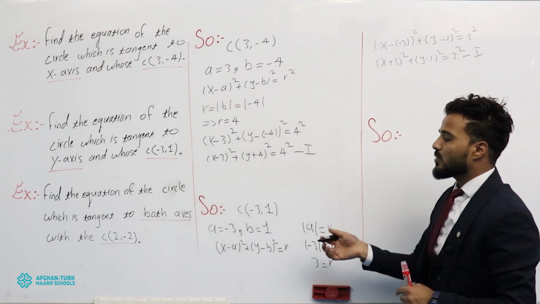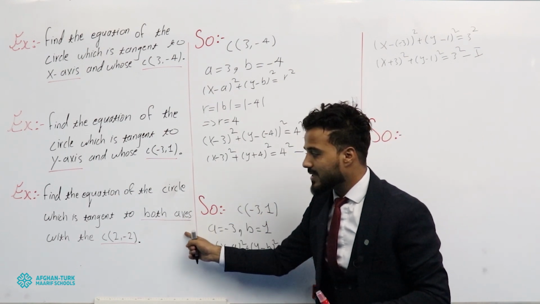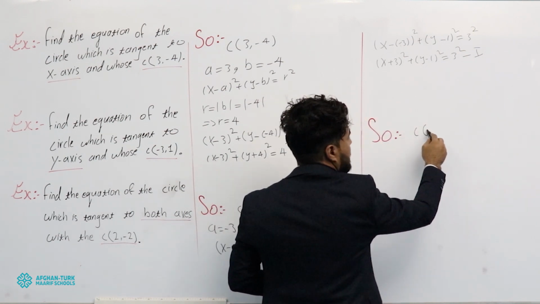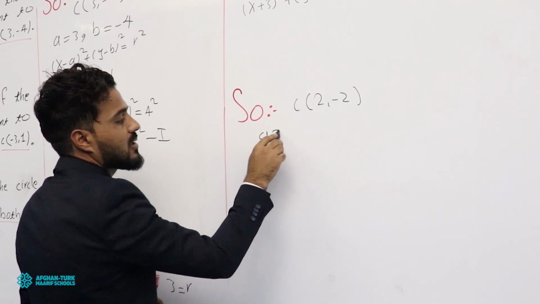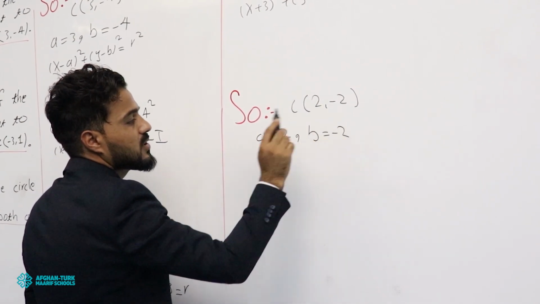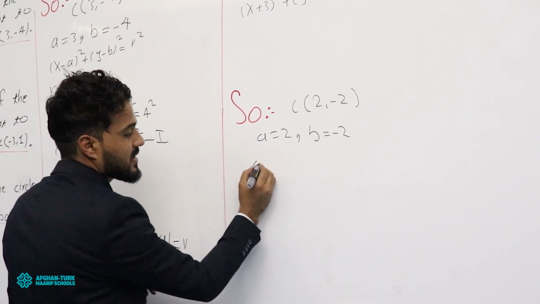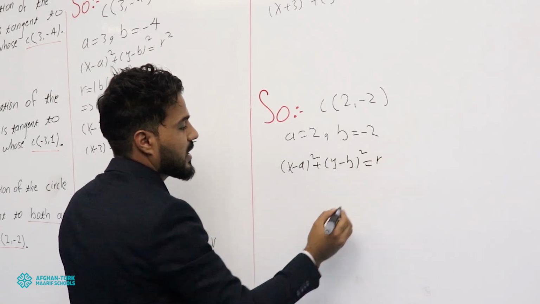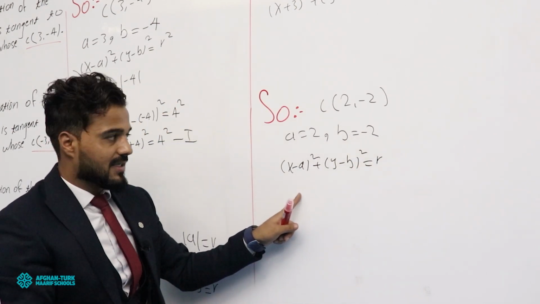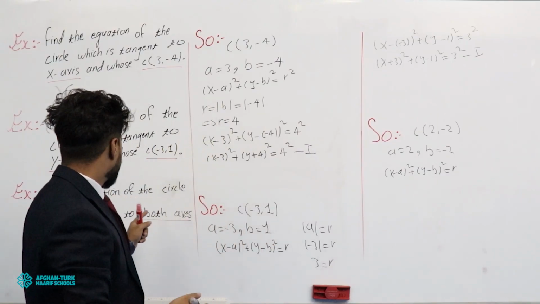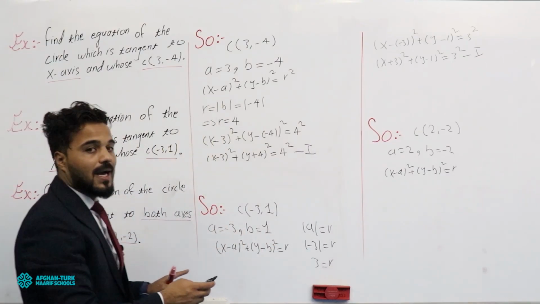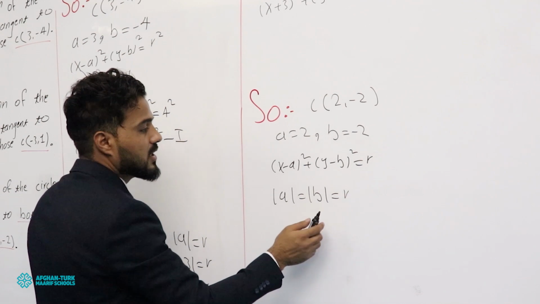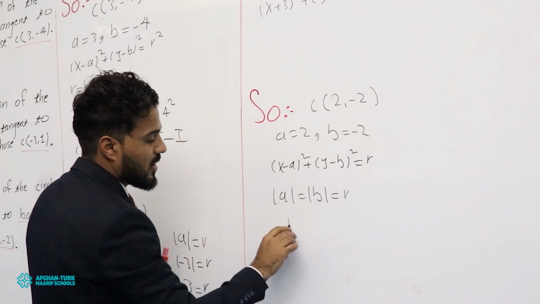Third example: find the equation of the circle which is tangent to both axes with center (2, −2). So here the center is (2, −2). It means that a is equal to 2 and b is equal to −2. Now I am going to write the standard equation, which is (x − a)² + (y − b)² = r². We have a and b, but we don't have r. We know that when the circle is tangent to both axes, the absolute value of a is equal to the absolute value of b, which is equal to r. So a and b are 2 and −2, so r is equal to 2.